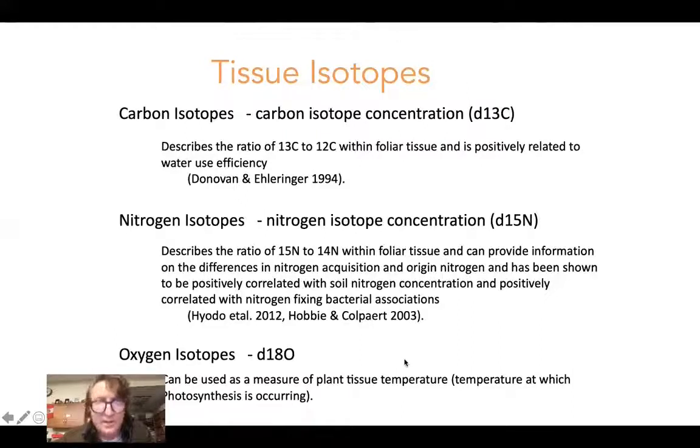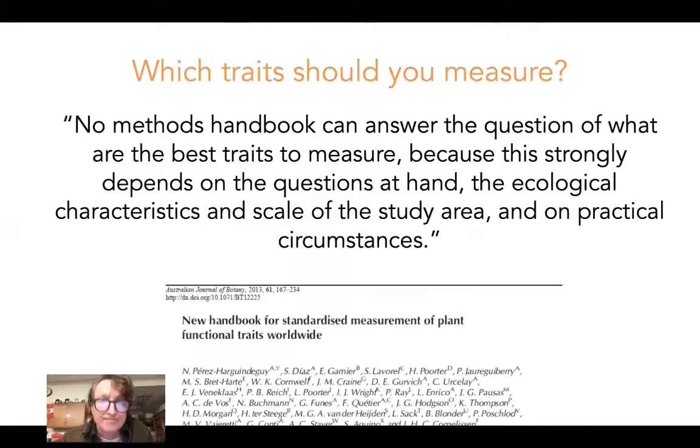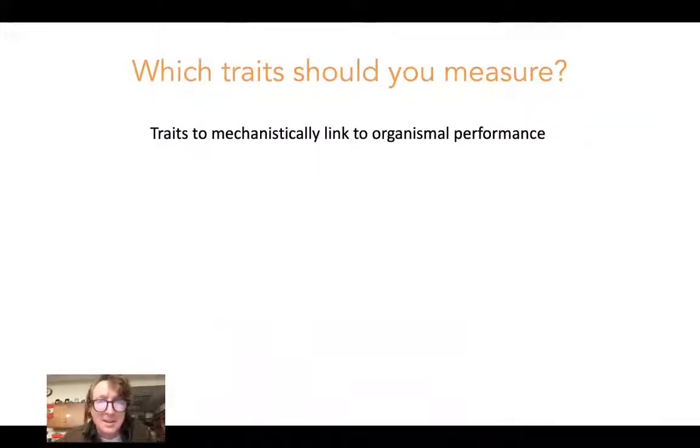And so we'll have a chance to talk about what tissue isotopes also mean and how that relates to trait-based ecology. Right. So which trait should you measure, right? And so I'm gonna pull out a great quote here from the new handbook. It says, "No methods handbook can answer the question of what are the best traits to measure, because this strongly depends on the questions at hand, the ecological characteristics of the scale of the study area, and on practical circumstances." Okay? And so often, when students start out wanting to do trait-based measures, they ask, well, what trait should I measure? It's like, well, it totally depends. And it depends on many things.